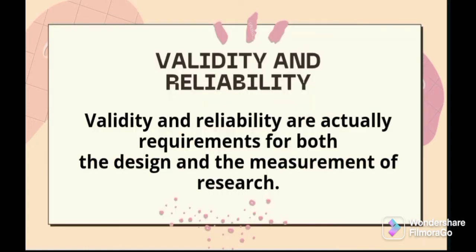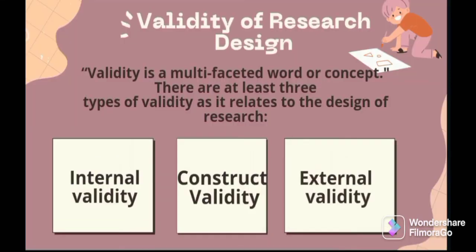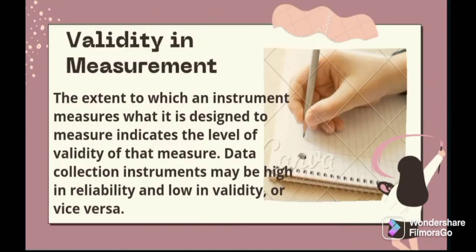Now let's discuss validity and reliability. Validity and reliability are actually requirements for both the design and the measurement of research. The validity of research design is a multifaceted word or concept. There are at least three types of validity as it relates to the design of research: the internal validity, construct validity, and the external validity.